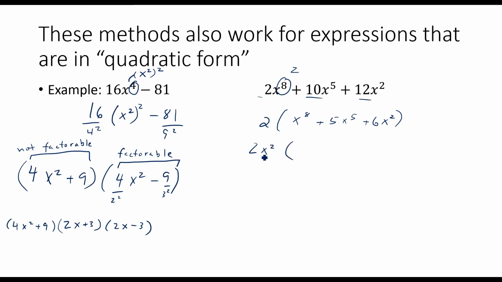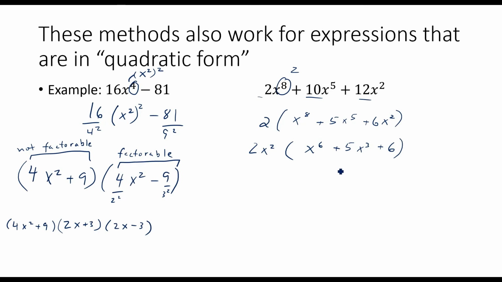By factoring out x squared, you're going to take 2 x's away from each one of these terms. X power of 8 becomes x power of 6. X power of 5 becomes x power of 3. And x power of 2 becomes, well, all the x's go away, so it just becomes 6. Okay, so now we have this. If you notice, right here, x power of 6 and x power of 3. Well, 6 is twice that of 3.